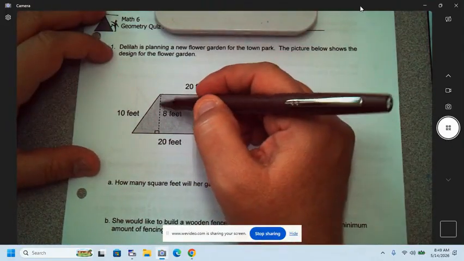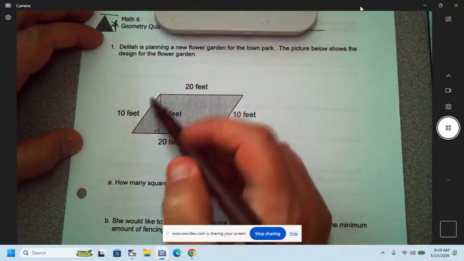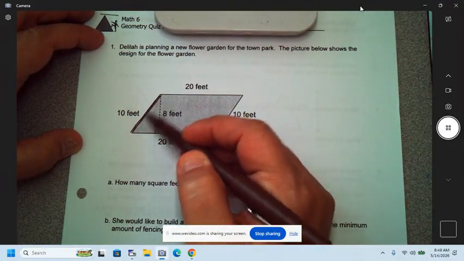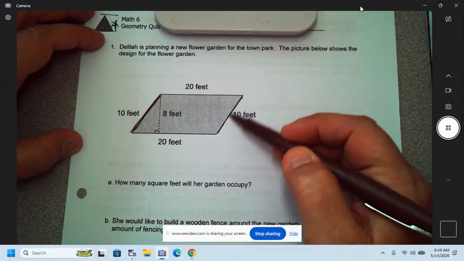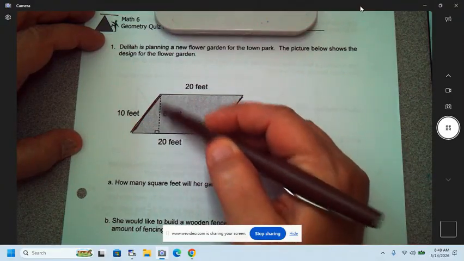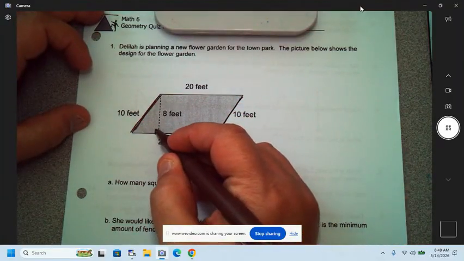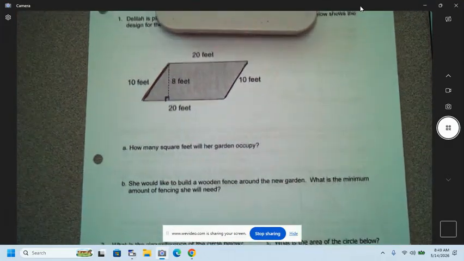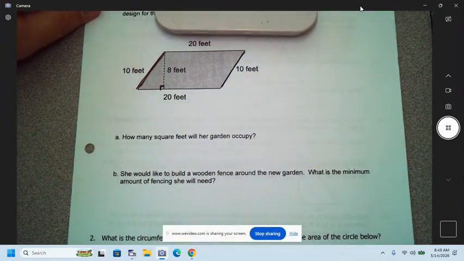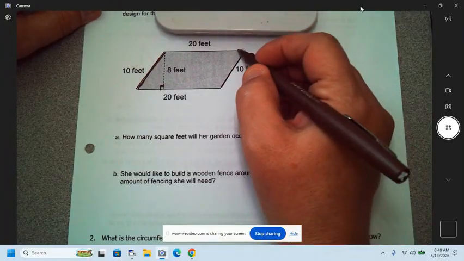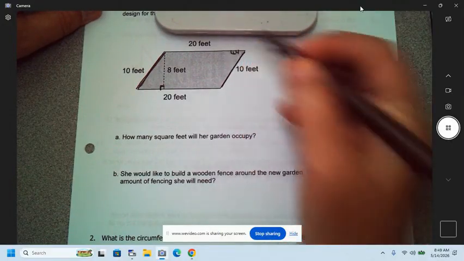Remember that height is going to be that number that goes straight up and down. And this 10 is just the length of this side here. And that's important, but it doesn't help us with the height part. The 8 is the height. And what we're looking for is that little square. So we know that it's square to the bottom. How many square feet will her garden occupy? So in other words, we're talking about area. How many little squares are going to be in here?